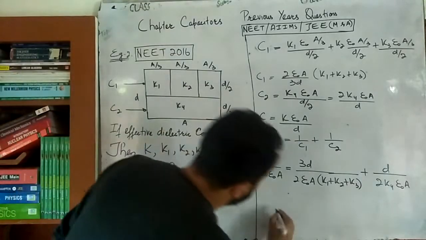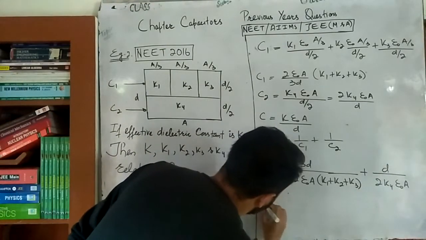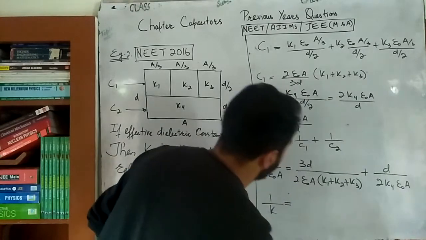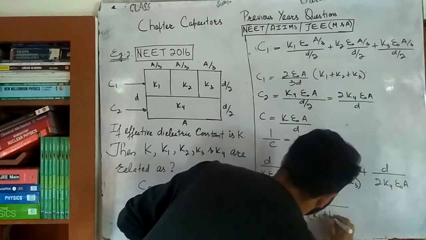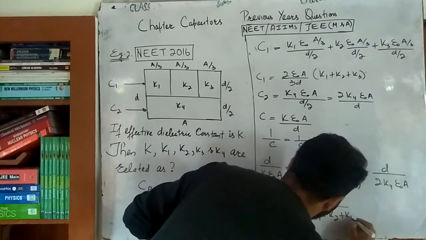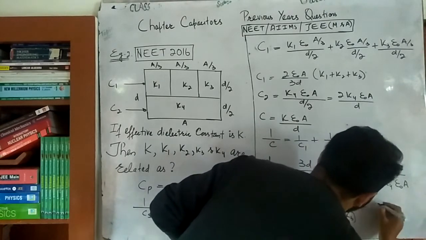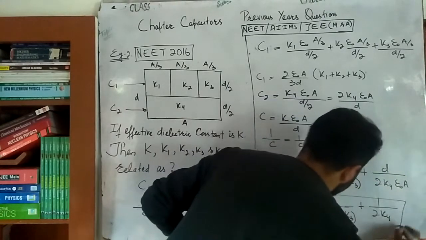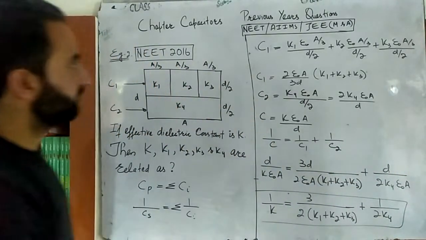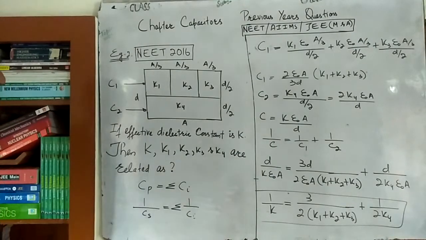So simply we are here, that's 1 by K is equal to 3 divided by 2 multiplied by K1 plus K2 plus K3, plus 1 divided by 2 multiplied by K4. This is the answer, and the problem is done. Okay, so pause the screen and write it down.